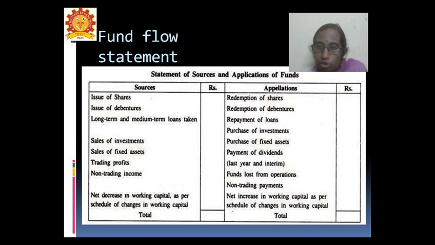So purchase of investment, purchase of fixed assets, any payments of dividends, payments of tax. Finally, if we have the fund from operation, that has to be shown in the application side, and other non-recurring payments. And if there is an increase, the net working capital increase has to be also shown in the application. If there is a decrease, we have to show it in the decrease side.